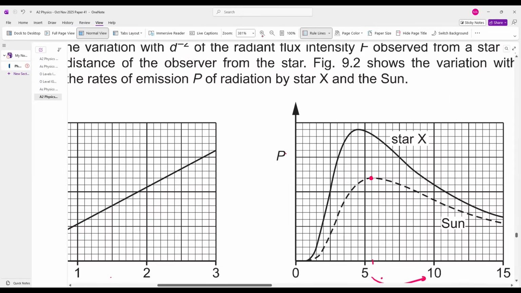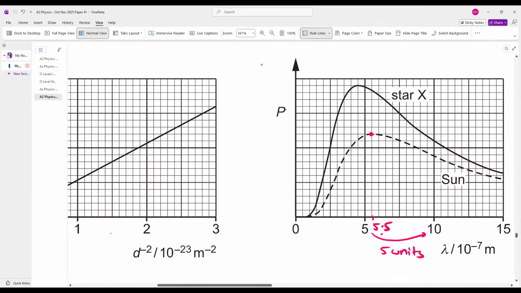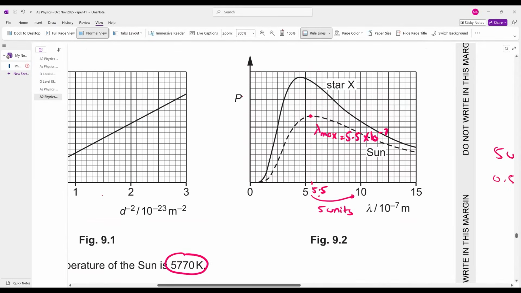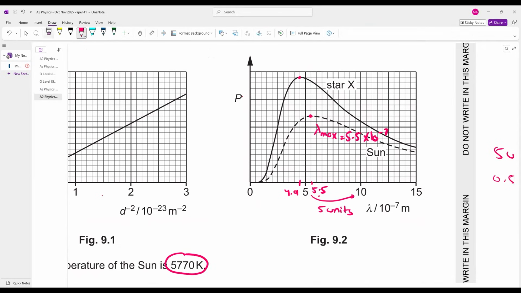What is this value? 5.5. So you can say that the maximum wavelength of sun is 5.5 times 10 raised to the power of minus 7. Now, can you realize that the maximum wavelength of star X is this? That is 4.5. Maximum wavelength of star X क्या हो जाएगी? 4.5 times 10 raised to the power of minus 7 meters.